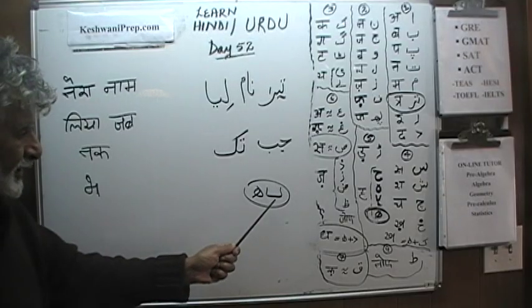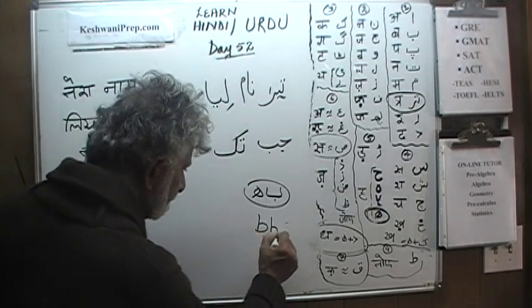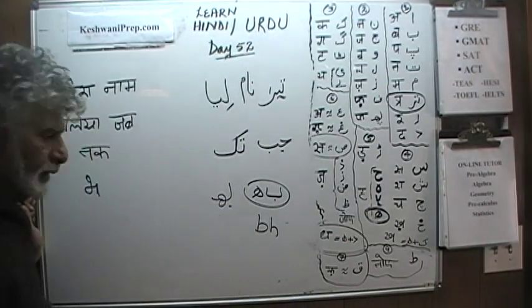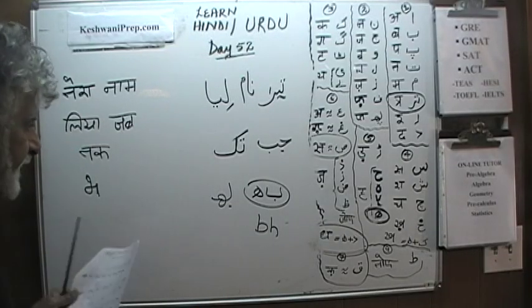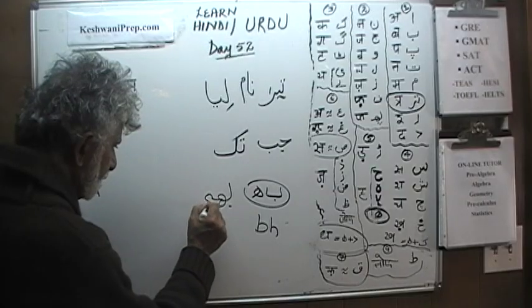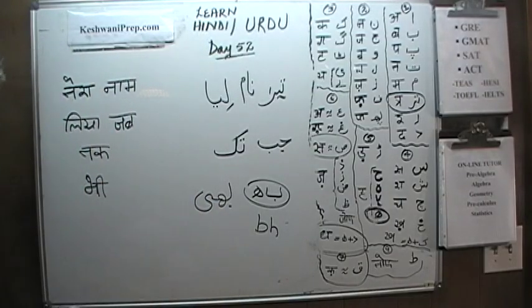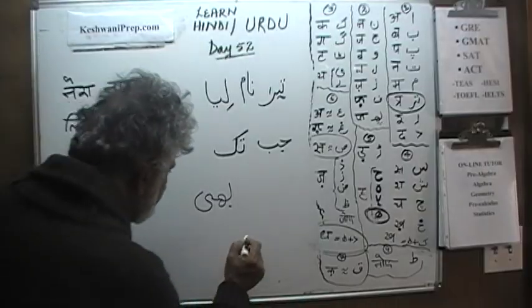So we do what you do in English. We combine the B and a he, and it becomes like this. That's a B. We need a B, badi ki matra. So we put choti ya next to it. Tera naam liya jab tak bhi. Tera naam liya jab tak bhi jiya.